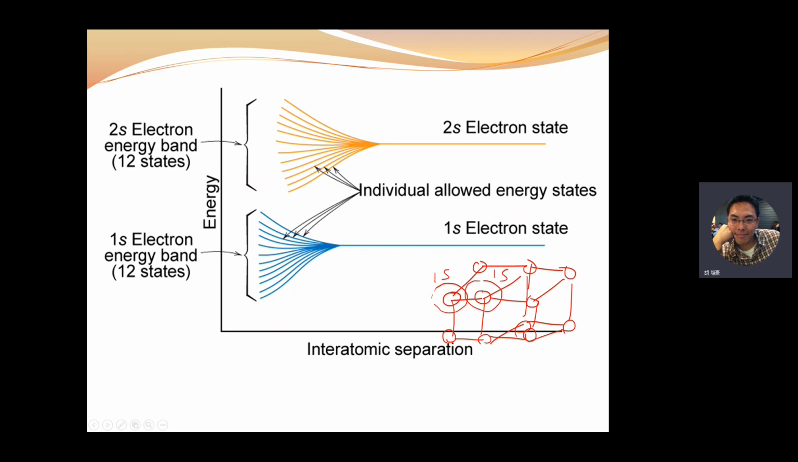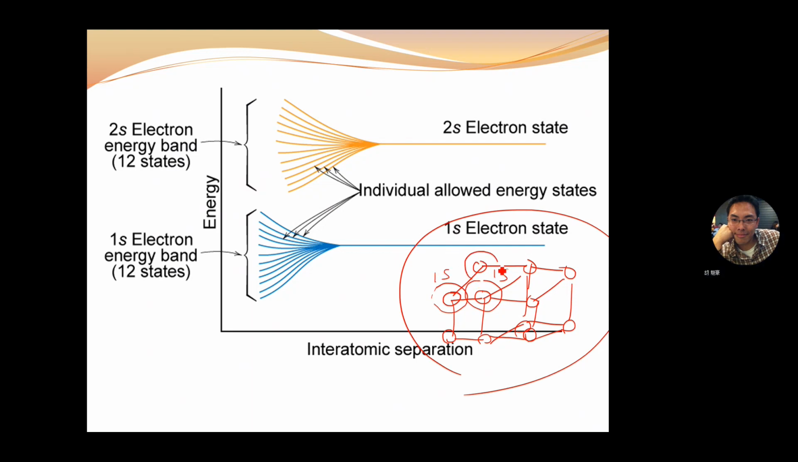And when those atoms come together, these orbitals will overlap. When a higher number of atoms are overlapping their orbitals, the Pauli exclusion principle might be violated, right? Therefore, the electron energy state will split.